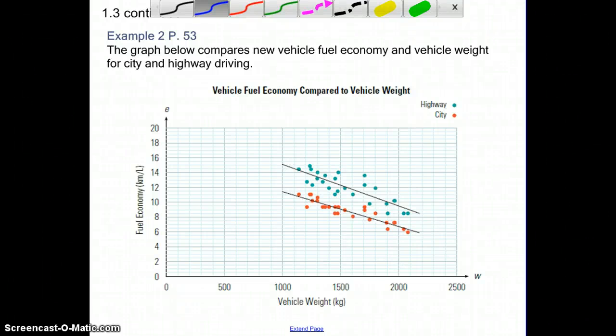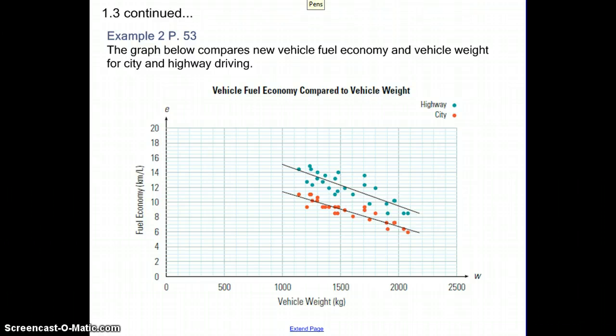We're continuing with section 1.3 and starting with example 2 on page 53. Here we're comparing highway fuel economy versus city fuel economy. The highway is in green, but on your sheet you won't be able to see that very well. So please just label your line highway and the bottom line city.